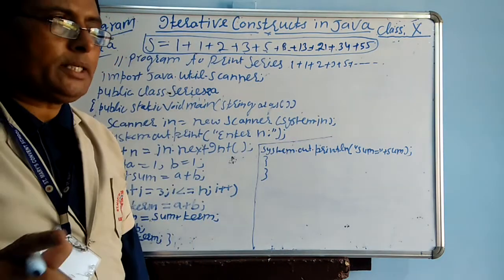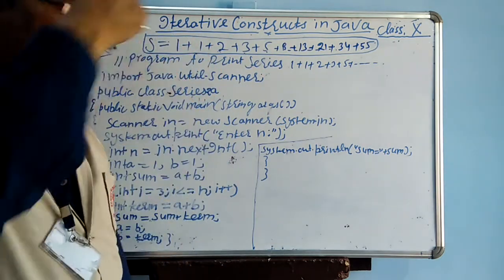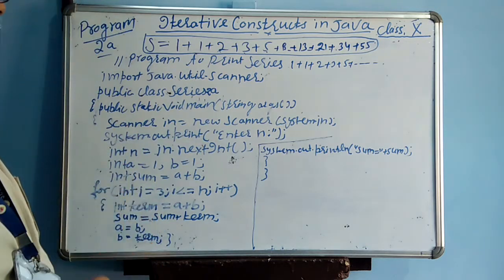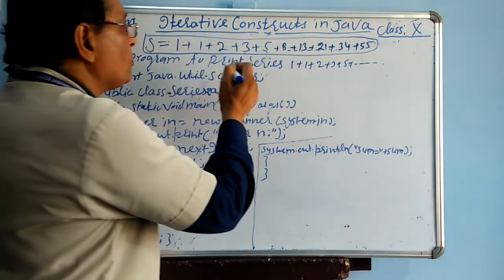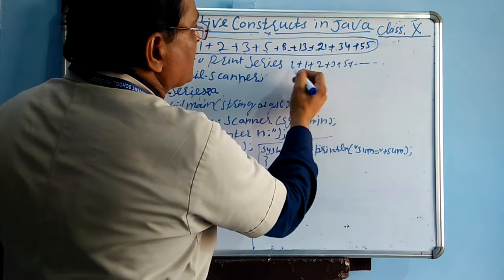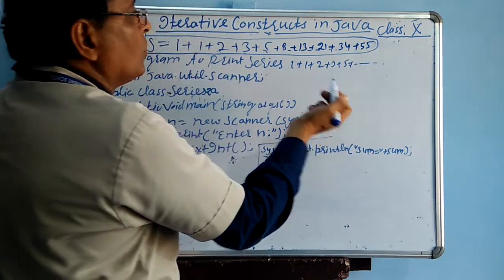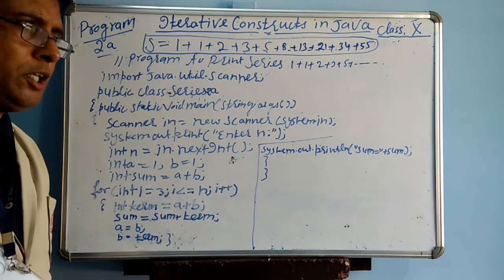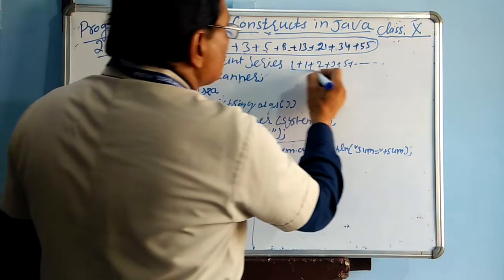I think you understand which type of series we are seeing on the board, and according to the series we will make the program. So first of all, you will write the first line as a comment: program to print series 1 plus 1 plus 2 plus 3, that is, 1 plus 1 is 2, and 2 plus 1 is 3, and 3 plus 2 will be the next digit. You understand? Now the number of digits you can give according to your requirements. In your question, only this many digits are given.